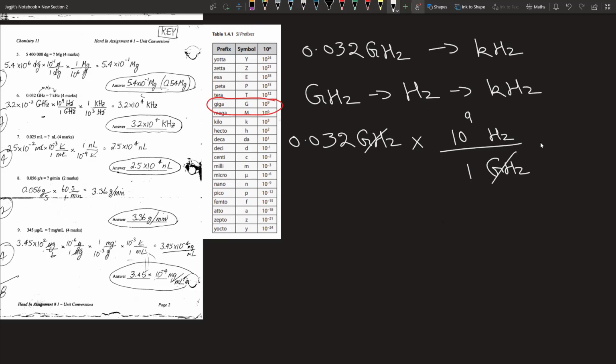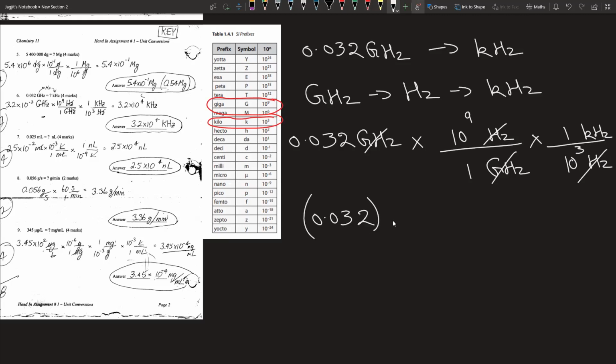This cancels. Now we've got hertz at the top, and we're going to put hertz at the bottom, and we want to convert it to kilohertz. This is the non-regular. I put 1 beside it. Now what does kilo stand for? Kilo is 10 to the power 3. So we can say 1 kilohertz is 10 to the power 3 hertz.